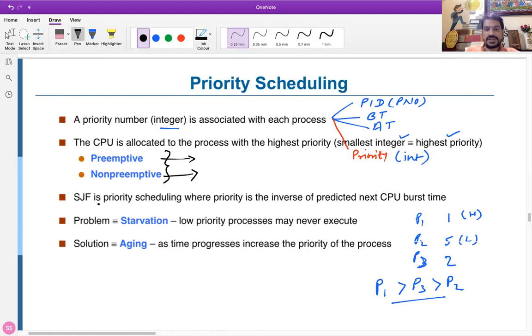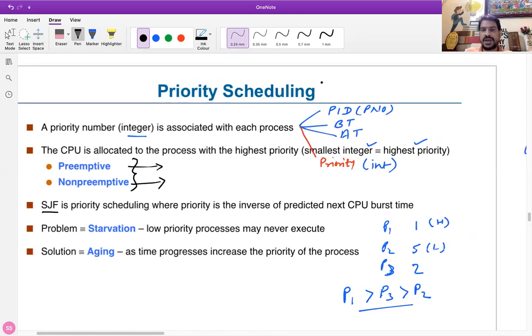Now it says that shortest job first is priority scheduling, where priority is the inverse of the predicted next CPU burst time. Whatever we have learned about the shortest job first algorithm, in which we choose the process which has the least CPU burst time, in the same way, in the priority queue, the one which has the least number as priority will be taken first, because according to this book the smallest integer is the higher priority. In a different book it is opposite, meaning a higher integer means higher priority. So it doesn't matter to you.